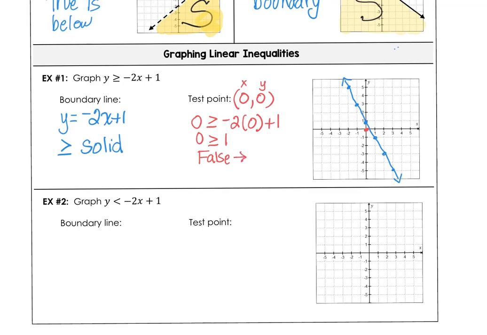not true. So we want to shade the other half plane. So I want to shade above my boundary line. And you can think of it as this side is false and this side is true. So we're going to shade above the boundary line. And values on the boundary line would be true as well. So you don't want to try a number on the line. In this case, you want to try a different test point.